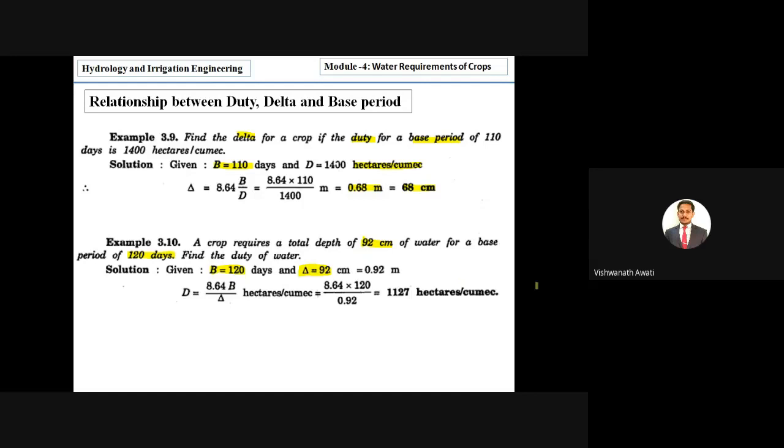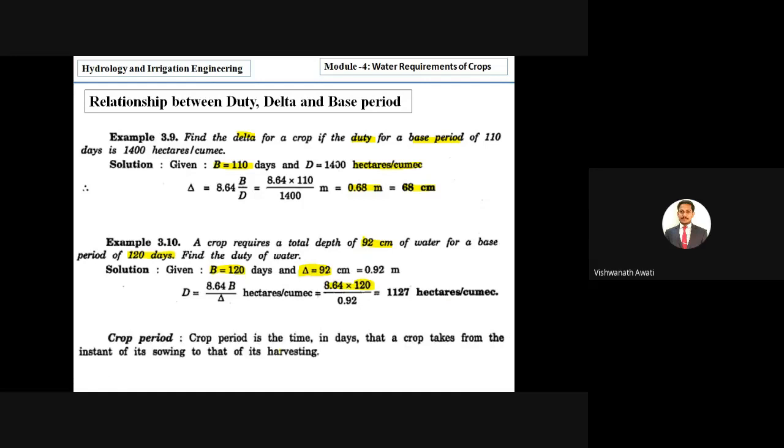After substituting and simplification you will get 1127 hectares per cumec, right? It is the duty of the given problem. As I told, crop period is also an important definition. Crop period is the time in days that a crop takes from the instant of its sowing to that of its harvesting. As I told, planting to harvesting, it is the period in between, right?